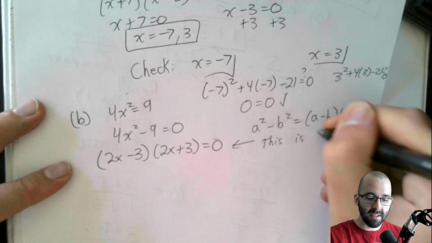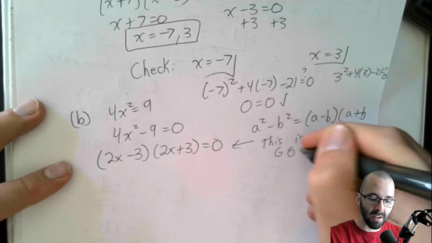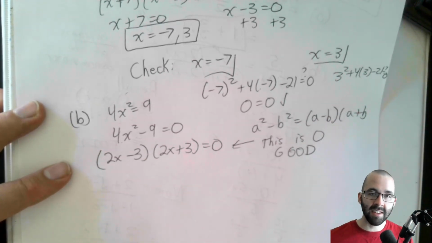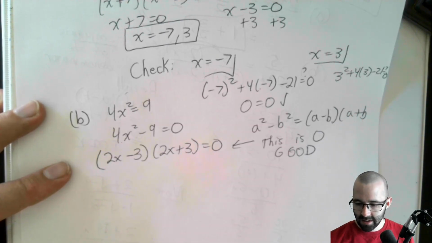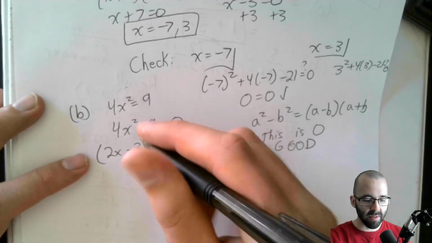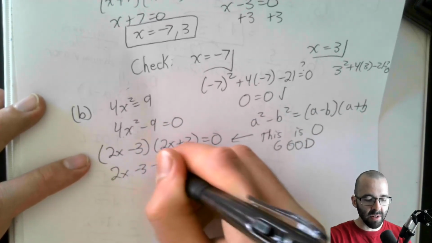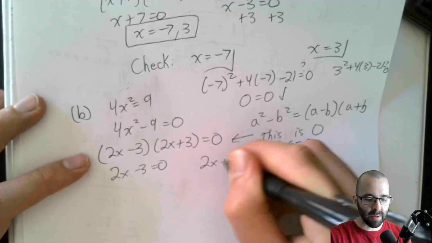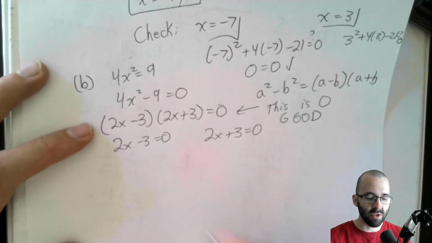This is 0. That's good. If it's not a 0, we have got some serious problems. I'll show you what that looks like. No, I won't, apparently. But make it 0. So at this point, this is true when the first thing equals 0 and when the second thing equals 0. You just solve these individually.